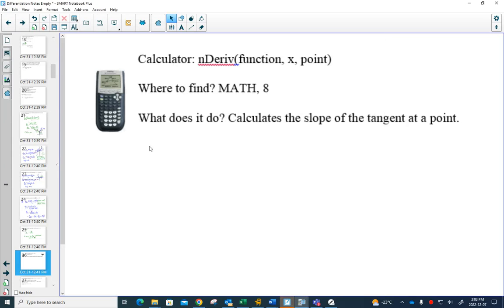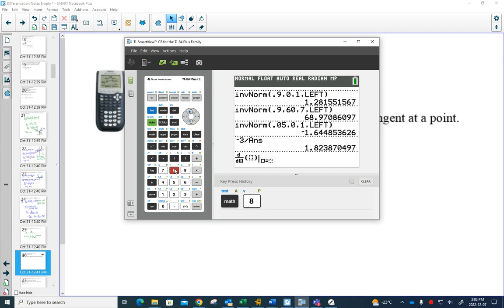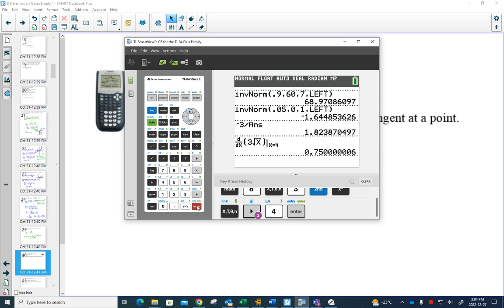So while you're waiting, find the math button, go to number 8. You'll get the derivative. The function you can put in is 3 square root of x. You have to put x in again, and then we want to find it when x is equal to 4. So, math button, number 8. If you have the newer version, it comes up like this. So you have to put d dx of 3 square root of x, because that was our function, when x was equal to 4. We figured out to be 3/4. This should be the same thing.